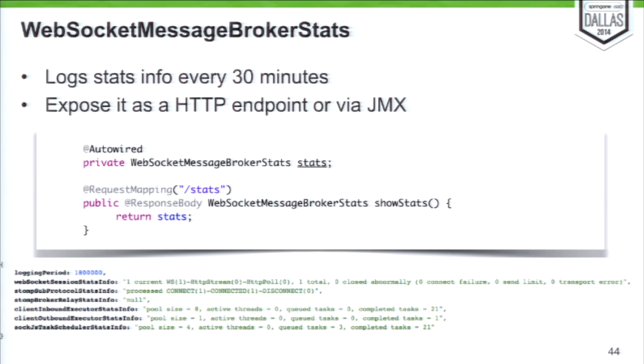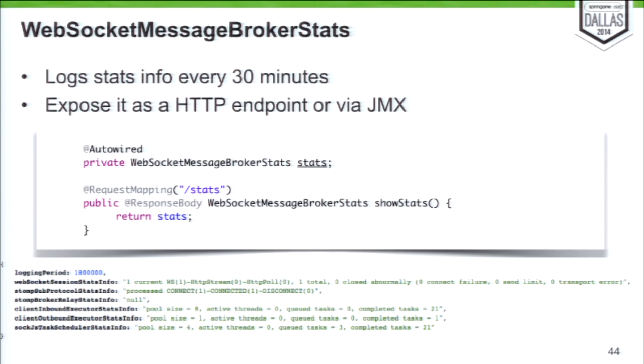In order to tweak these things, to increment the thread pool or the buffer size, you have to do that according to something. That means you need to monitor how your application is performing. Spring 4.1 is introducing this WebSocket message broker stats, which will tell you a lot of details on your application.